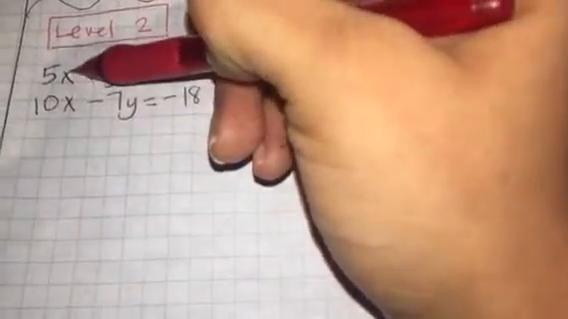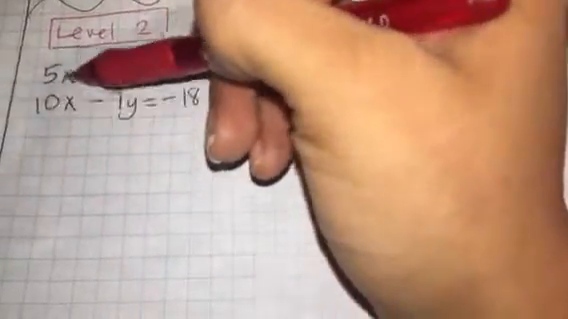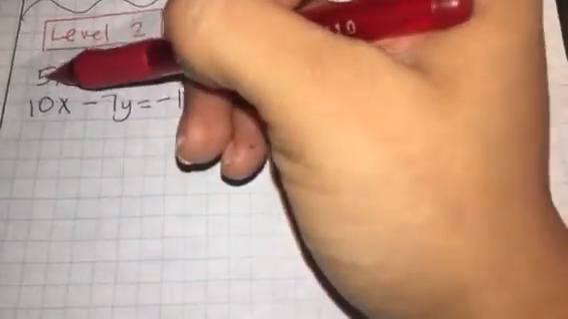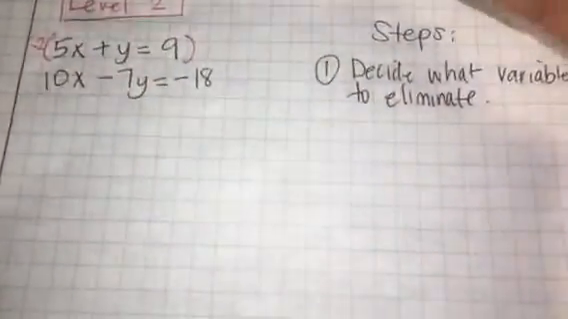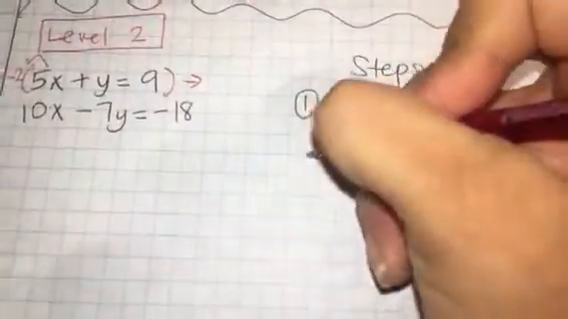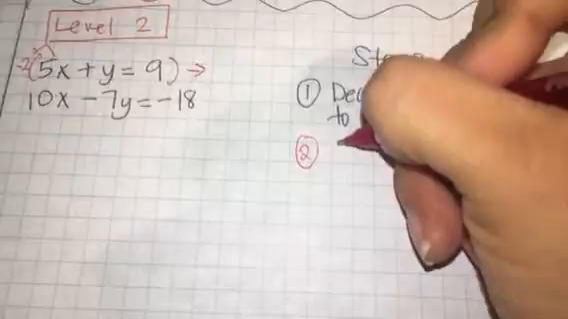So if I want to make these cancel out, that's a 10x. What do I have to multiply this by to make this cancel out? I know that this has to be a negative 10. So in order for this to cancel out, I have to multiply not just this term, but the entire equation by negative 2. Remember, you can't just do the one term. You have to do it to everything.